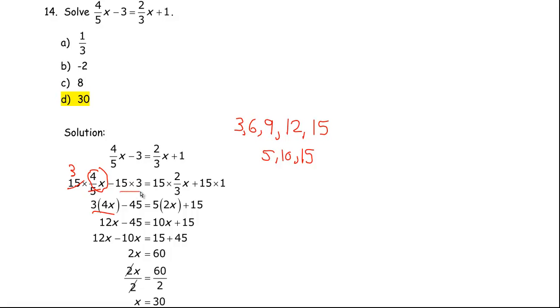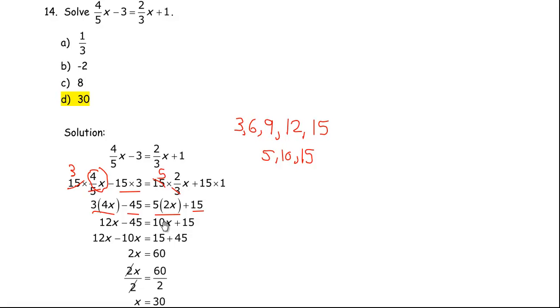I can actually multiply the negative 15 times 3, or 15 times negative 3, and get the negative 45 here. And here again, the 3 goes into 15 5 times, so that 5 is multiplied by the 2x, and that's what you see here. And then 15 times 1 is this 15 on the end. So in the next step, I'm just multiplying the 3 by the 4x. 3 times 4x is 12x. I left the negative 45 alone. And 5 times 2x is 10x.